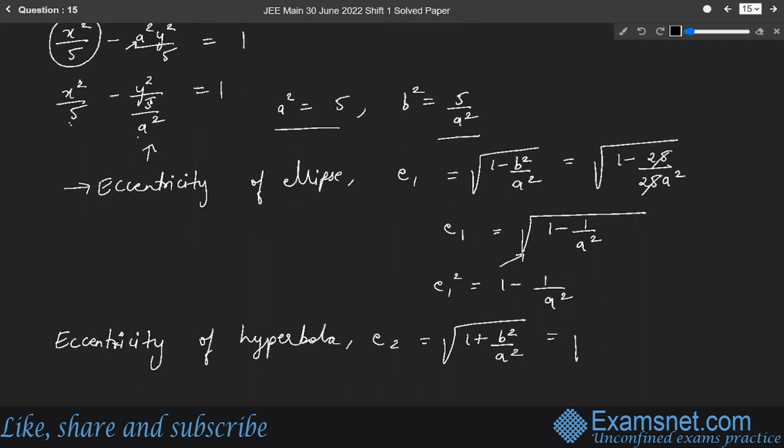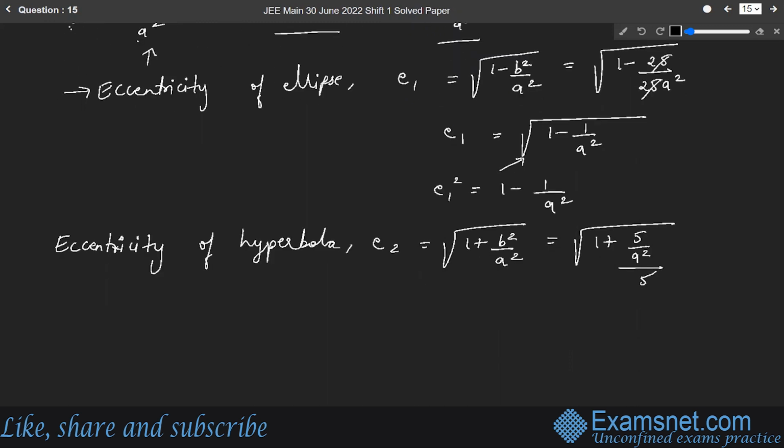So let us substitute it. It will be under root of 1 plus b square, and b square is 5 upon a square, divided by a square. A square is 5, right? So now let us solve it. It will be under root of 1 plus 5 upon 5a square, right? This 5 will be multiplied here. Now taking the LCM, LCM is 5a square. So we have 5a square plus 5.